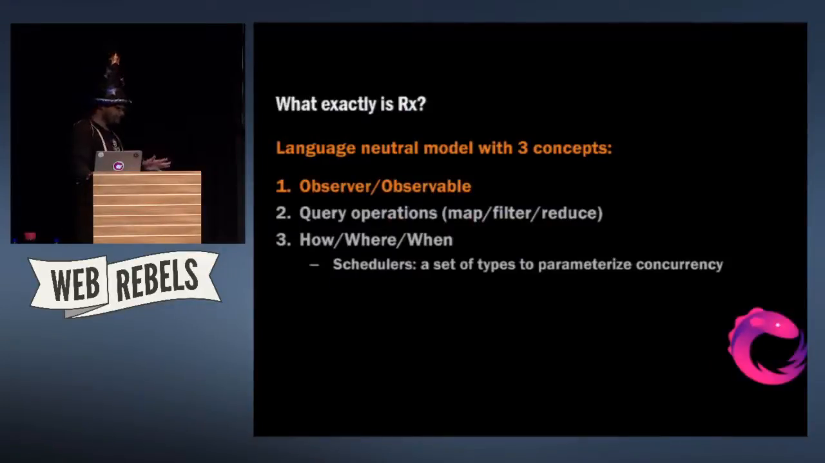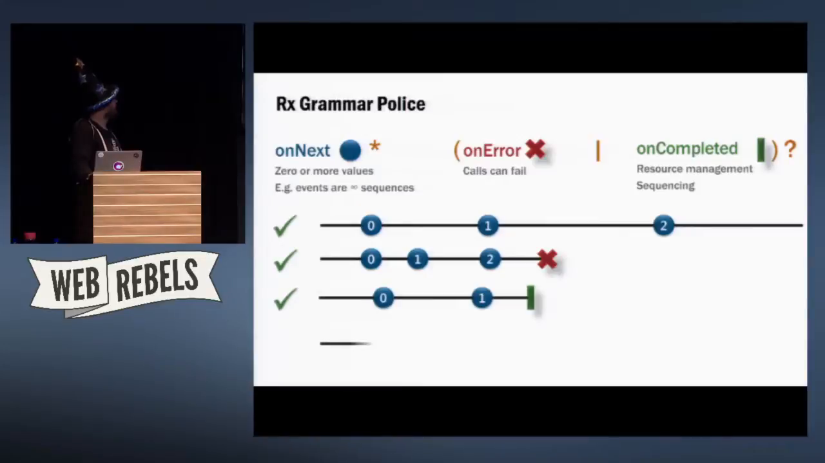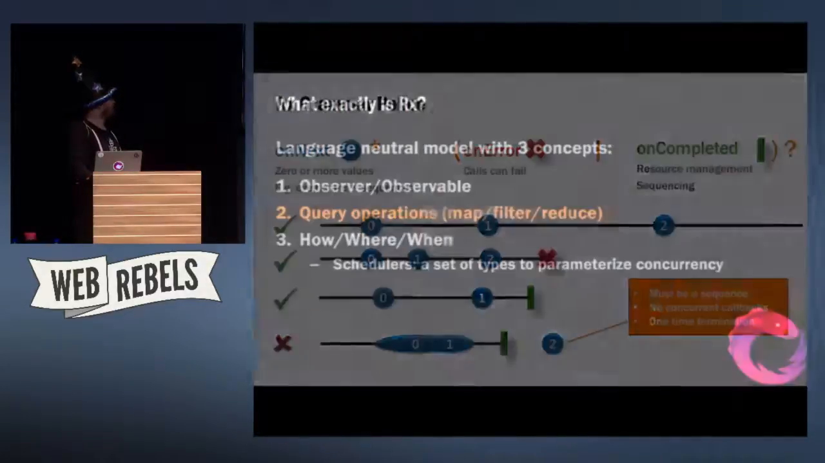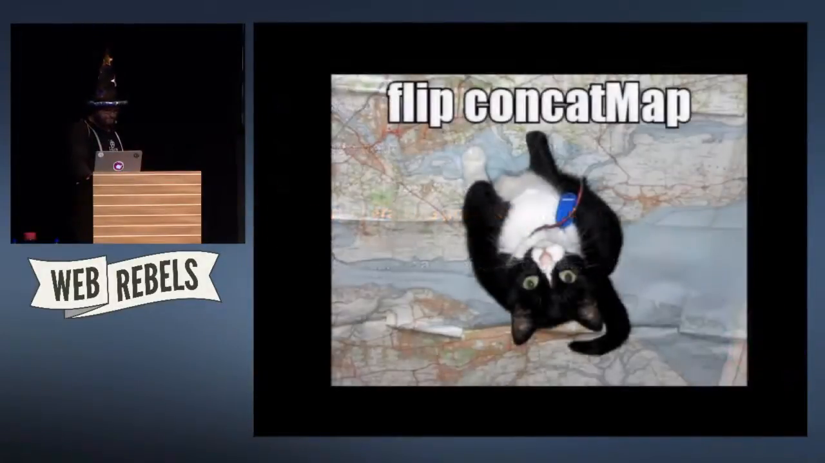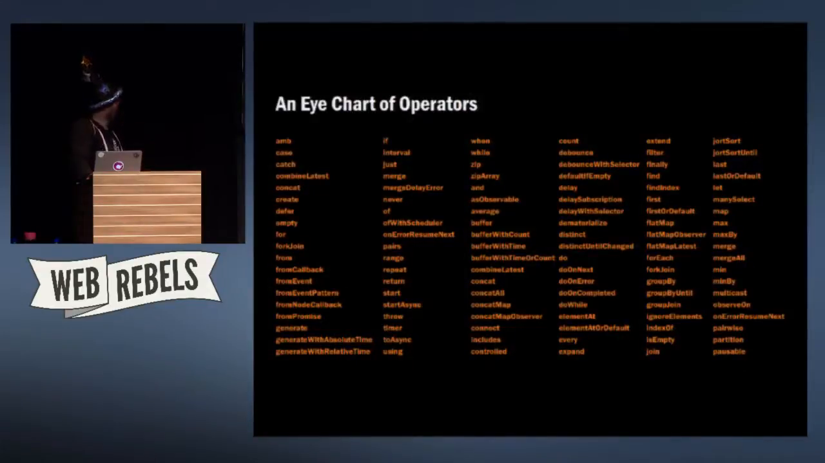So we talked about the observable, being able to create it and so forth and call on next. And really we have this kind of grammar police, as it were, where you're only allowed to have non-overlapping values. They can end by on error or on completed, but you can't have overlapping things and you can't have things after completion. So if you abide by that, that's great. And just as well, how do you actually implement something that's particularly useful on top of an observable? Well, we have an eye chart, so you really don't have to. And this doesn't even cover all of them, but it comes close.